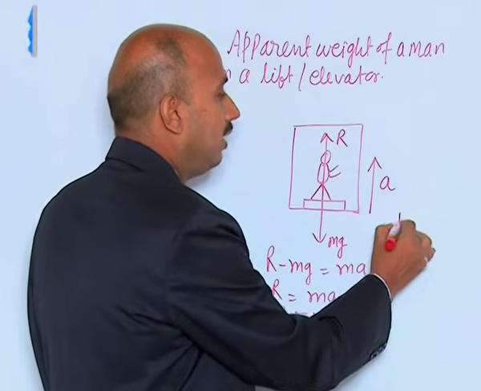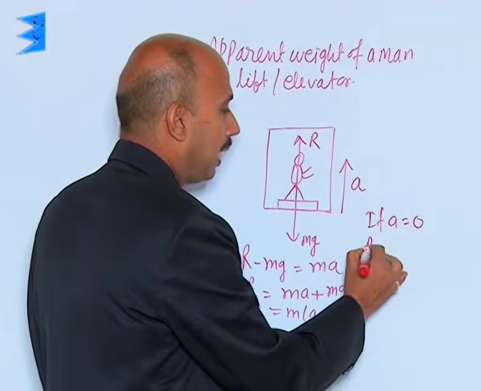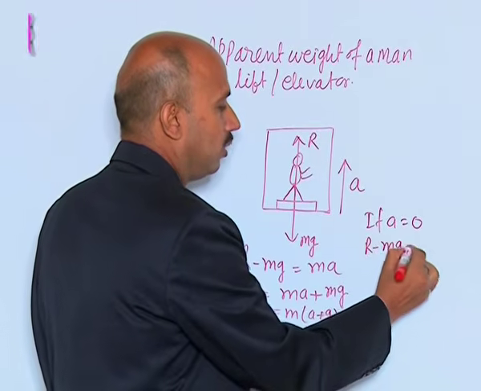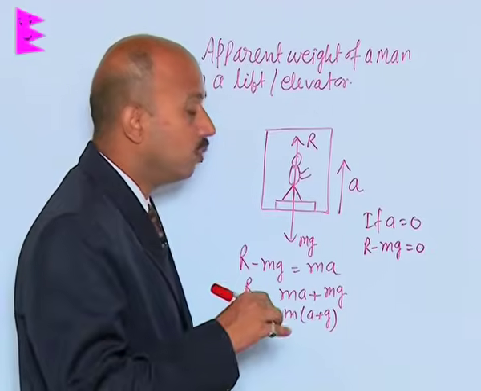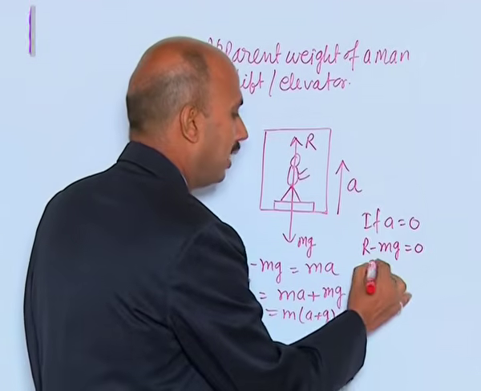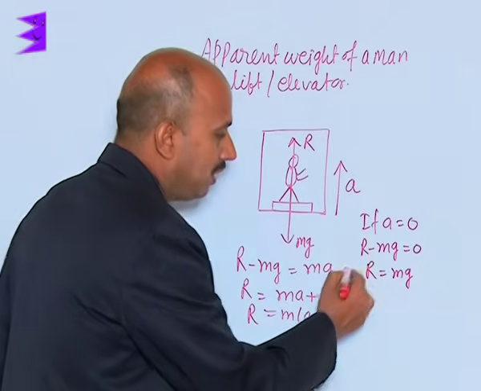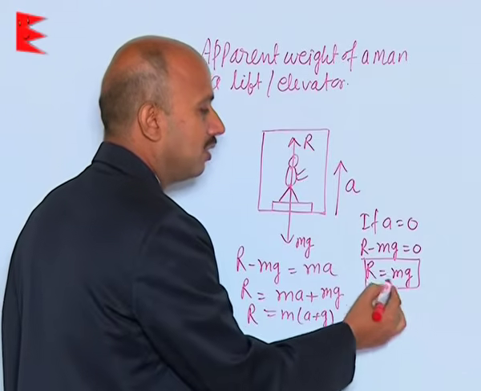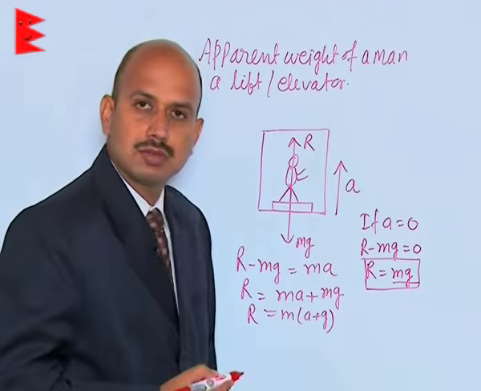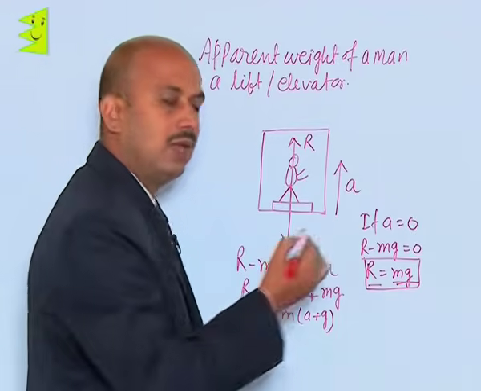If a is equal to 0, then R minus mg is equal to 0. It means the lift is at rest or the lift is moving with uniform velocity. We can write R is equal to mg. So, if the lift has no acceleration, in that case the reaction is equal to the actual weight. So, this is the actual weight of the body, mg, which is equal to the reaction.